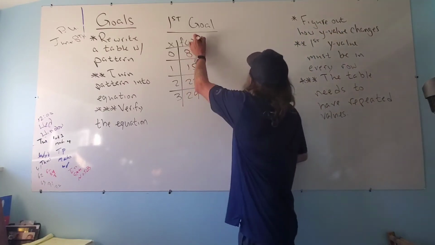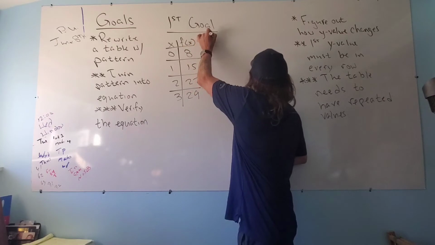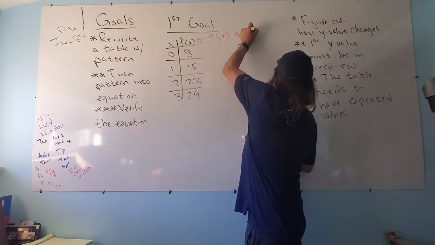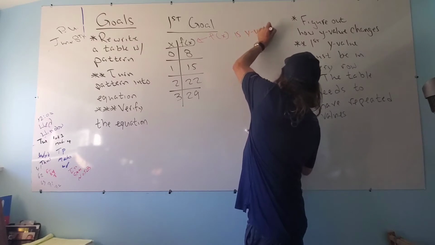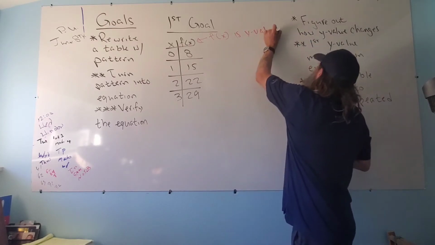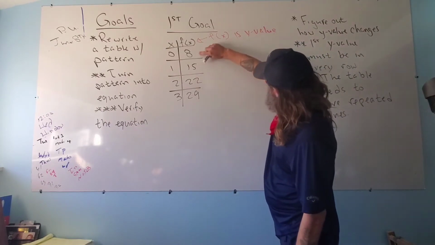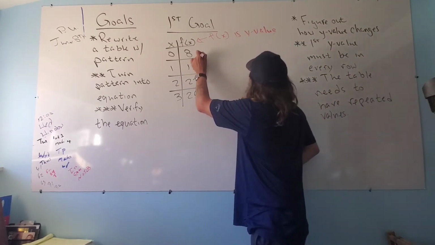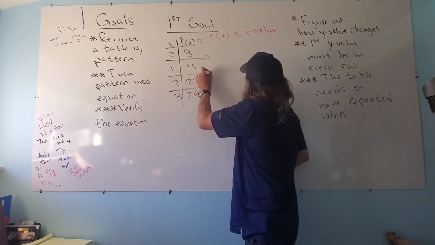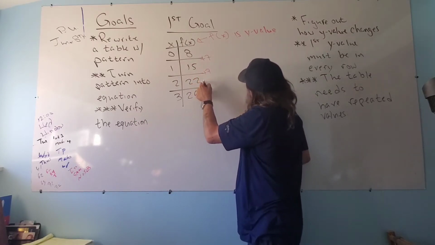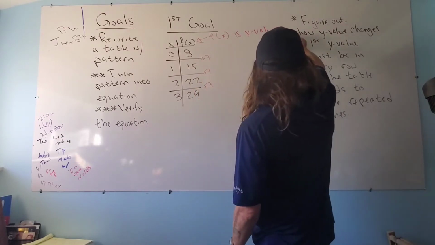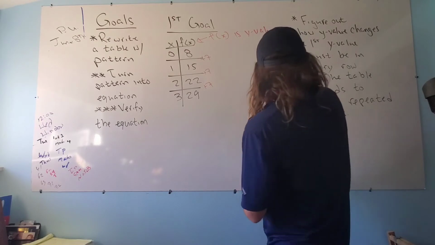Now remember, f of x, that is the y value. This is how we write y now. We say f of x. And 8 turns into 15 by adding 7. And 15 turns into 22 by adding 7. And 22 turns into 29 by adding 7. So I've figured out how the y value changes. I can check that goal off.